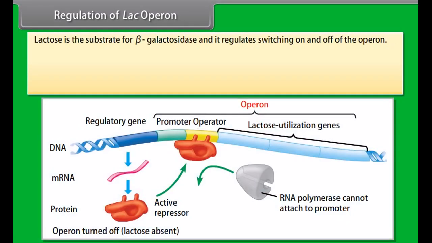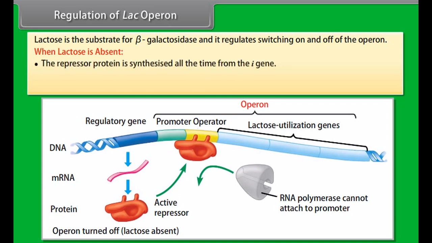Regulation of LAC operon. Lactose is the substrate for beta-galactosidase and it regulates switching on and off of the operon. When lactose is absent, the repressor protein is synthesized all the time from the I gene.